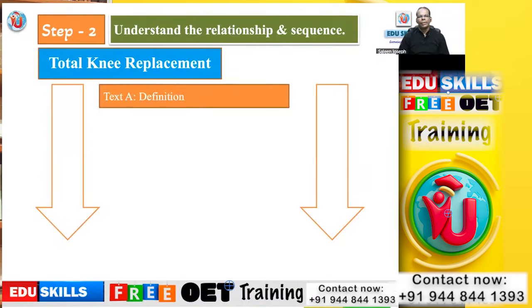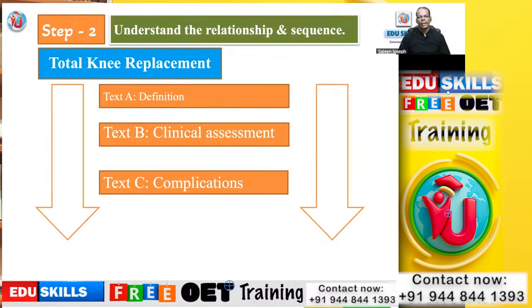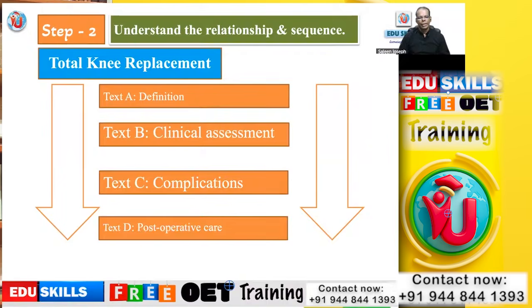Now step 2, understand the relationship and sequence among the 4 headings. So, the main heading is total knee replacement. The text A describes and defines total knee replacement procedure. Then text B speaks about the clinical assessment. Text C speaks about complications, and text D, post-operative care. There is a sequence here. Complications will not be given before assessment, or complications will not be given in assessment. So all the complications will be in text C.